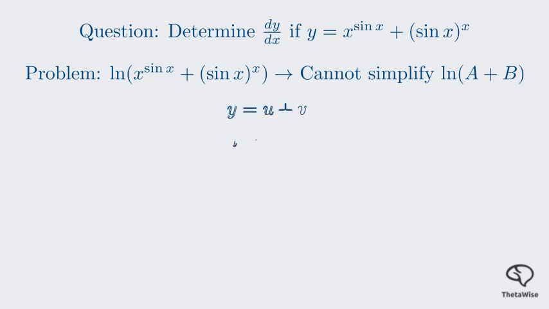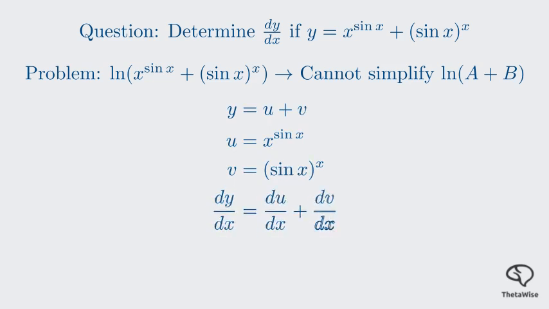This gives us a strategy. First, find the derivative of u. Second, find the derivative of v. And third, add those derivatives together. Let's begin with the first term.